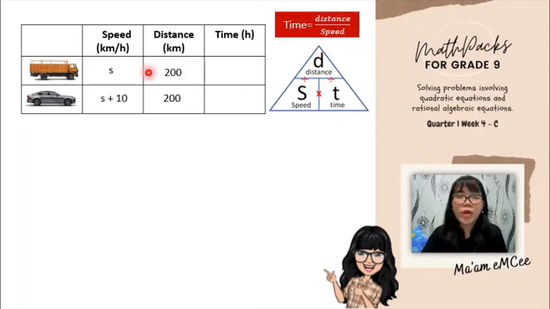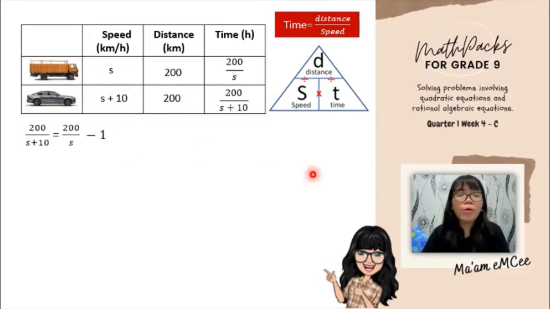For the truck, we have here the distance is equal to 200 kilometers and the speed is equal to S. So our time for the truck is 200 over S. And as for the car, that is equal to 200 over S plus 10, because we have divided 200 by S plus 10. Then we will have our working equation. Our working equation is 200 over S plus 10 is equal to 200 over S minus 1.